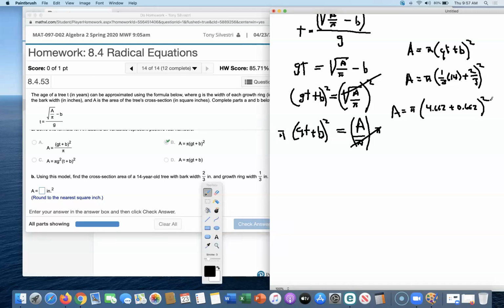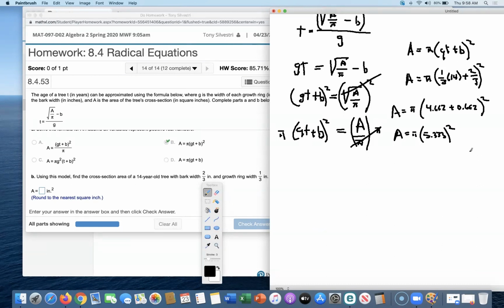Before you square, you got to do what's inside the bundle here. So A is equal to pi, I have it on my calculator, times 4.667 plus 0.667 equals 5.33. That's all the digits you need. Let's throw another one in there. Squared. You got to square first. Squaring is an operation you do before you do multiplication. So you have to square first.